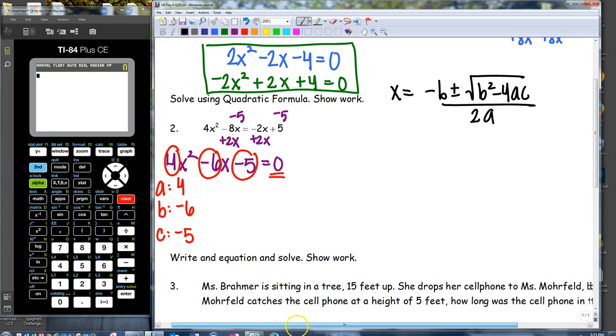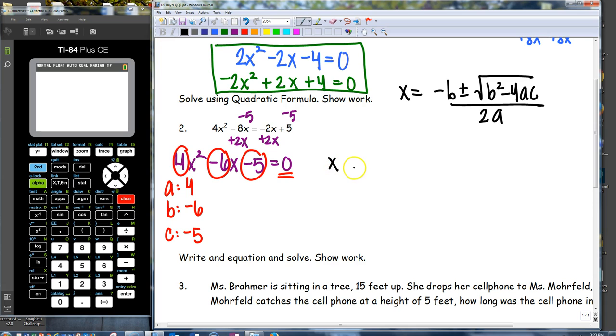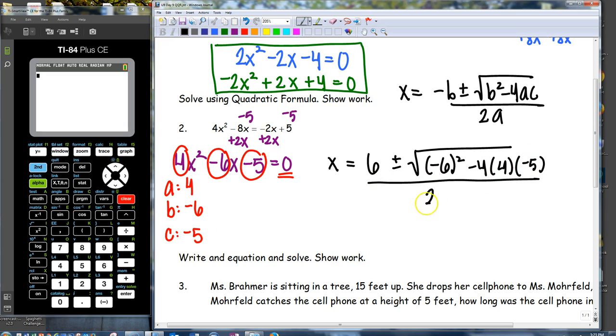All right, here we go. Let's give it a try. X is equal to opposite B. So our B is negative. Opposite B is a positive. Plus or minus square root B squared. Our B is negative 6. Make sure you have parentheses around it. So squared minus 4. My A value is 4. My C value is negative 5. All over 2 times my A value is 4.